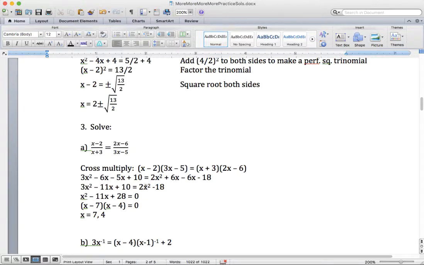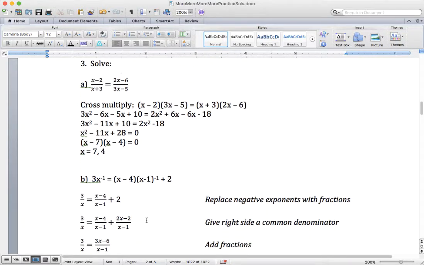We want to set this equal to 0 in order to solve, and when we do, we get x squared minus 11x plus 28. This turns out to be factorable with x minus 7 times x minus 4 equal to 0, which gives us solutions of x is equal to 7 or x is equal to 4.